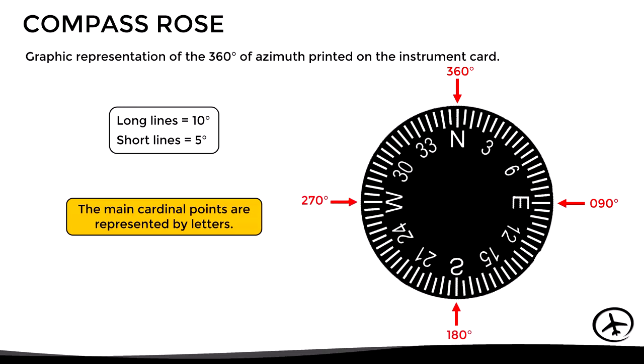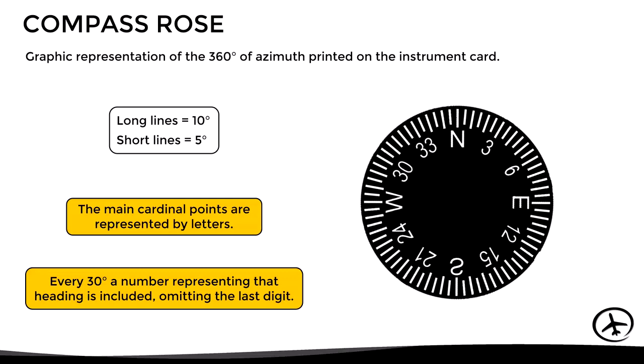In the same way, every 30 degrees, a number representing that heading is included, omitting the last digit. For example, the number 3 represents heading 030. The number 15 represents heading 150. The number 30 represents heading 300, and so on.